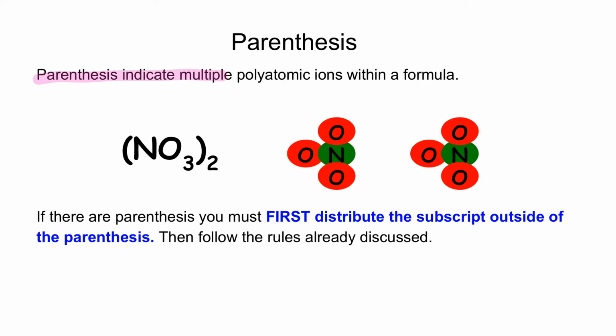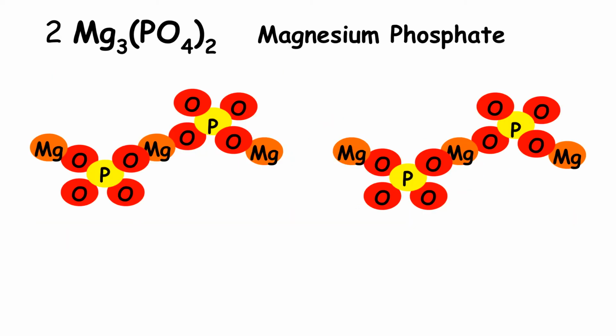So the parentheses indicate multiple polyatomic ions within a formula. So if there are parentheses, you must first distribute the subscript outside of the parentheses. Then follow our rules that we've already discussed. So here's an example where we have 2 Mg3(PO4)2. So we first have to distribute this 2 when we're counting the atoms into everything inside the parentheses.